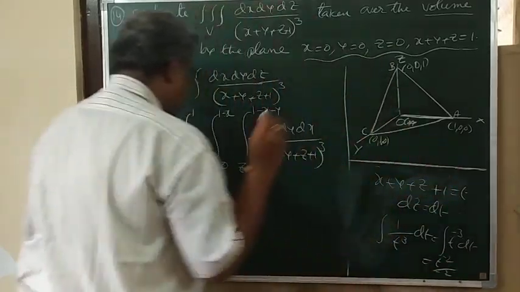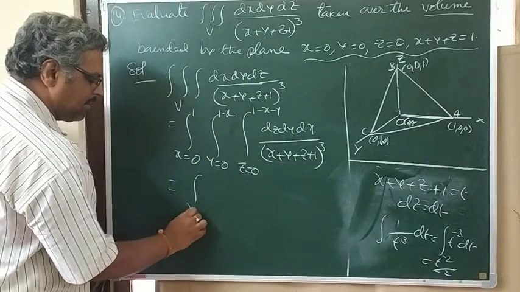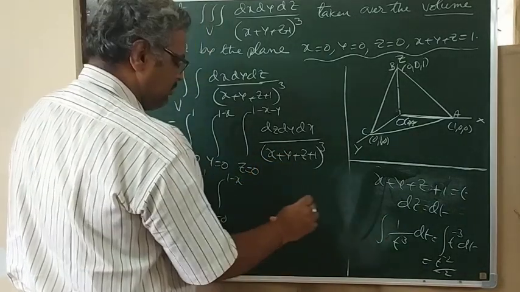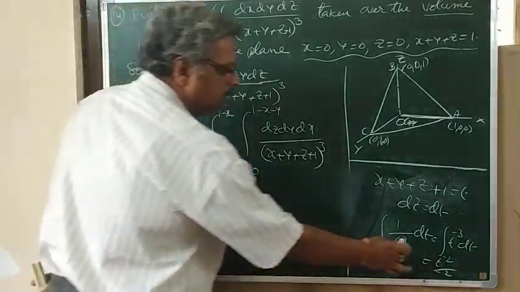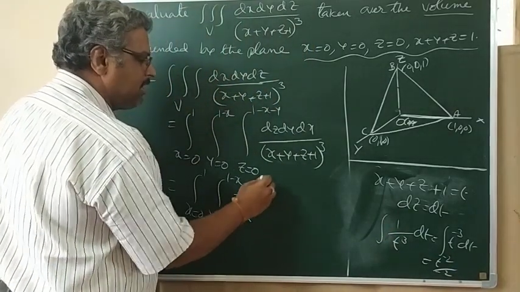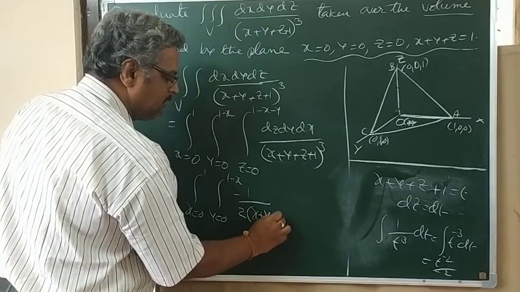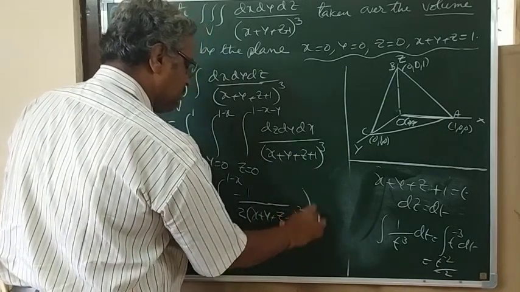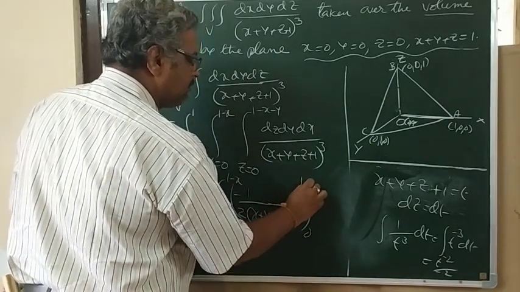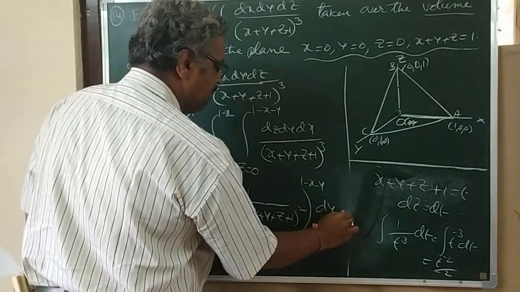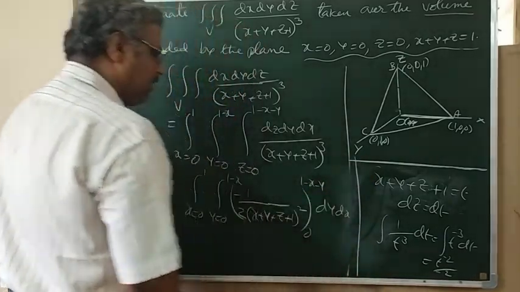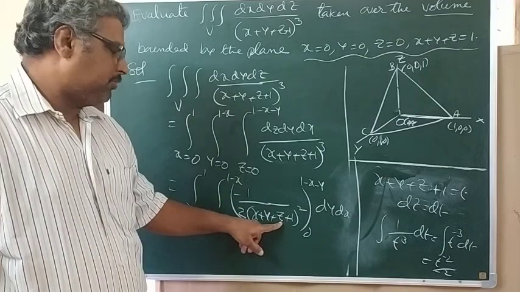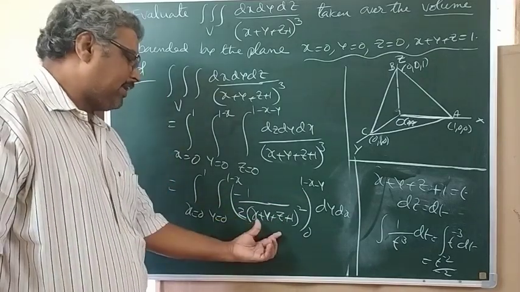The integral of 1 by t cube is the integral of t power minus 3 dt, that is t power minus 2 by minus 2. So using this methodology, integral x is 0 to 1, y is 0 to 1 minus x. Now the integral value is minus 1 by 2 times t power minus 2, which is 1 by t square. T square means (x plus y plus z plus 1) whole square, with limits 0 to 1 minus x minus y, dy dx. Now put z equals 1 minus x minus y, then z equals 0, and you will get the final expression.